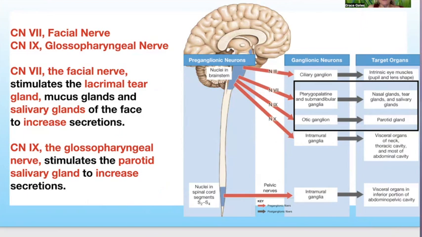Okay, cranial nerve 7, the facial nerve, stimulates the lacrimal tear gland, mucus glands, and salivary glands of the face to increase secretions. And cranial nerve 9, the glossopharyngeal nerve, stimulates the parotid salivary gland to increase secretions.